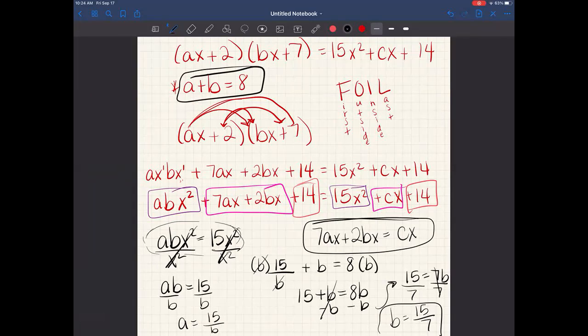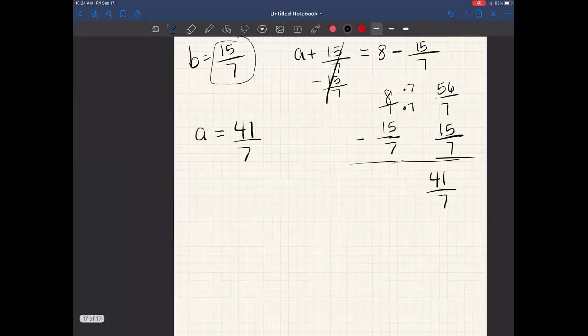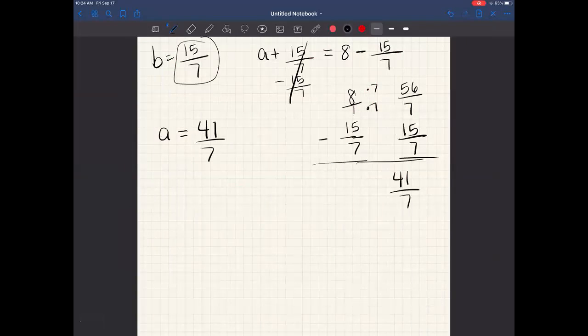And I think we're just about out of time. So we'll have to finish this one next Friday. But we'll see if I find a faster, easier way than doing all this.